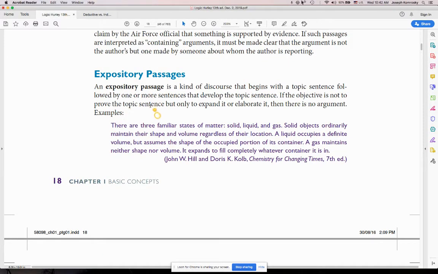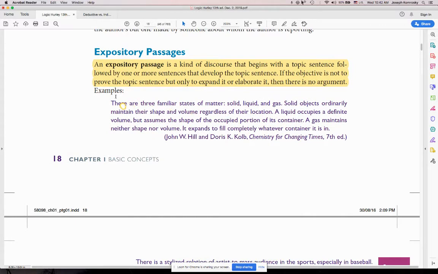Expository passages. Let me give you this one. I'm just highlighting the bottom line if you're doing your reading. An expository passage is a kind of discourse that begins with a topic sentence, followed by one or more sentences that develop the topic sentence. If the objective is not to prove the topic sentence, but only to expand it or elaborate, then there's no argument. So here's an example. There are three familiar states of matter: solid, liquid, and gas.